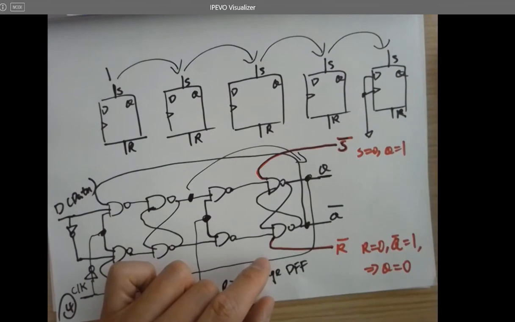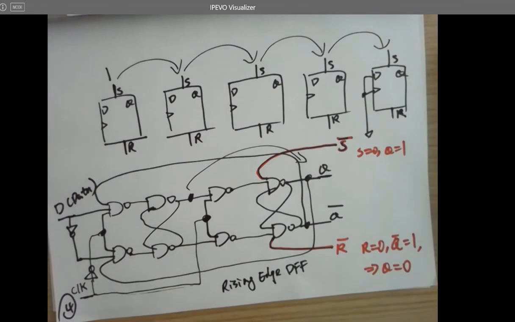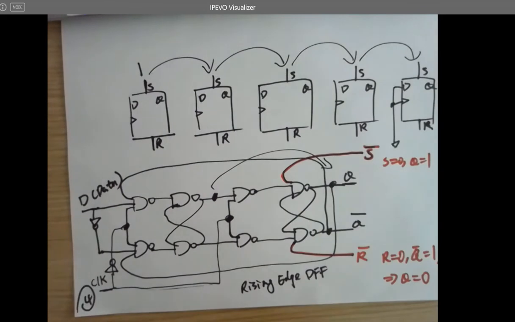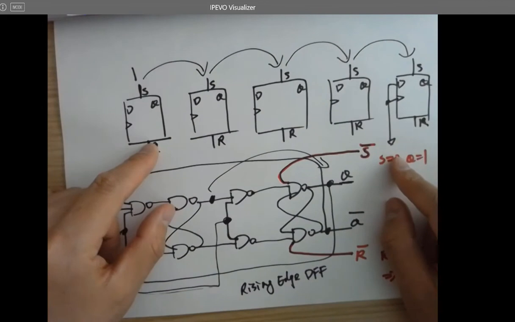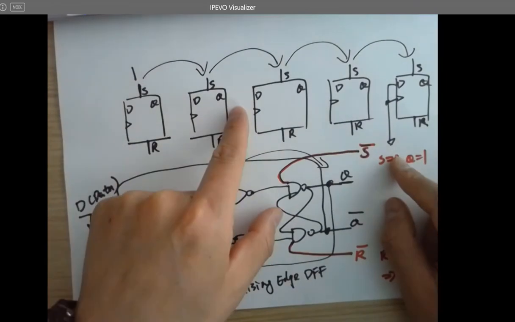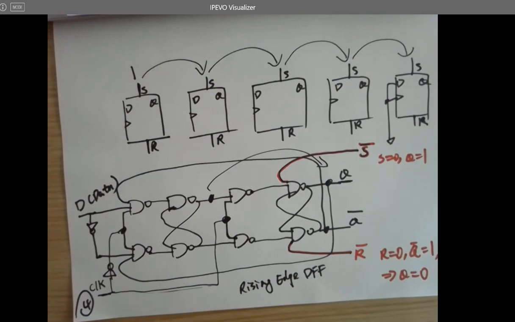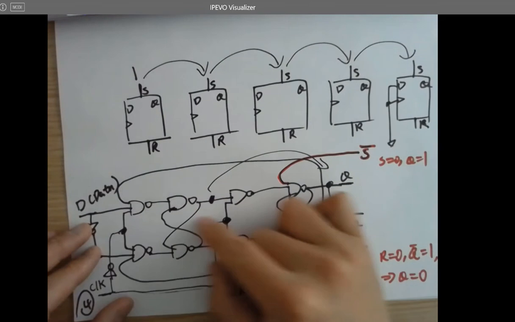Same story. If you give a 0 to R bar, Q becomes 0. If you give a 1 to R bar, nothing. Right? So now, this D flip-flop right here, you need a 0 to set and reset the D flip-flop. But now I prefer a 1 to set and reset it. How can you do it? How do we redesign the circuit to make it happen?